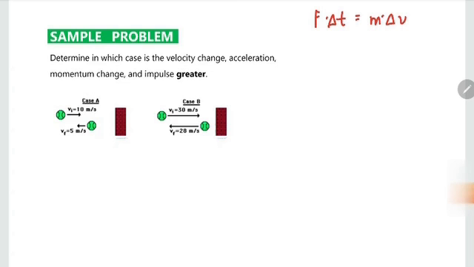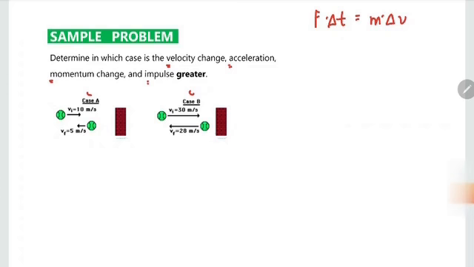In the sample problems that follow, we are given two cases, A and B. We will determine in which case the velocity change is greater, the acceleration is greater, the momentum is greater, and the impulse is greater. Hopefully, we can understand the theorem more through these sample problems.